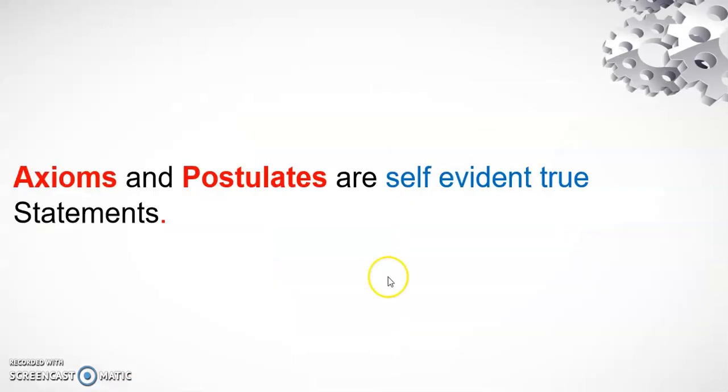Axioms and postulates are self-evident true statements and are not proved. These are self-evident true statements and are not proved. Okay. Is there any difference between these axioms and postulates?